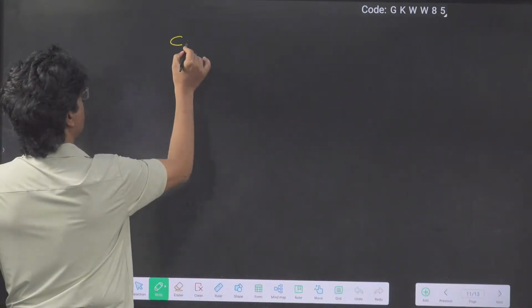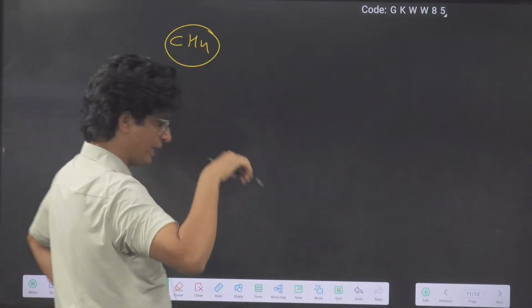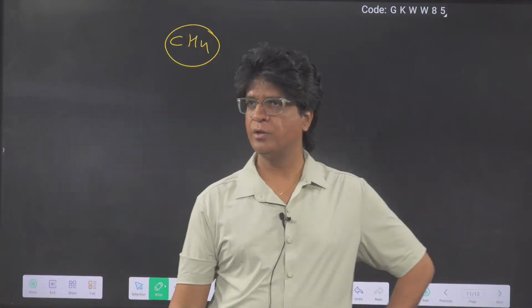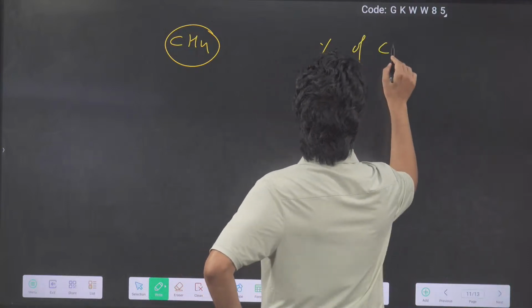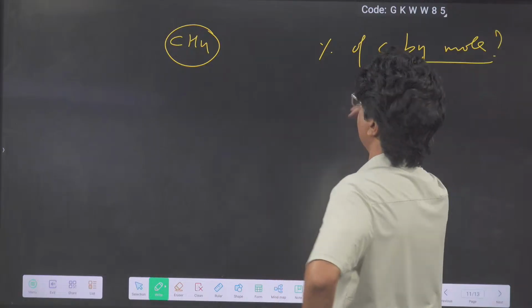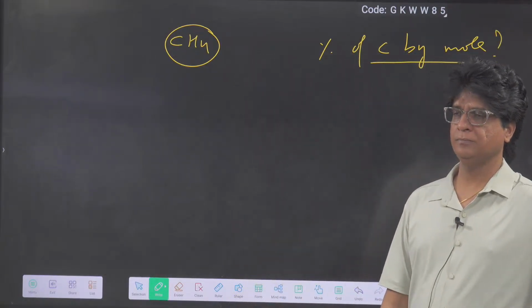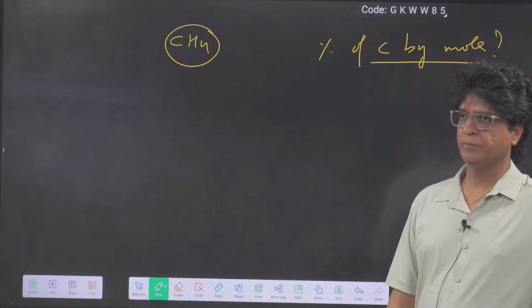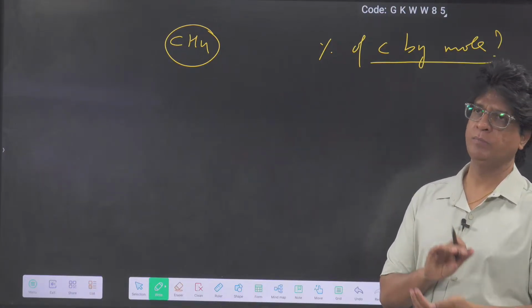Say, I'm giving you CH4, methane. You have to find out percentage of carbon by moles. Percentage of carbon by mole. Come on, be quick.